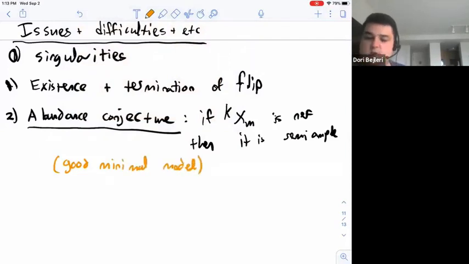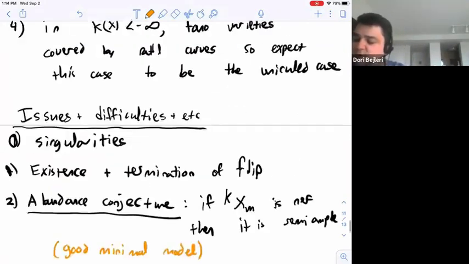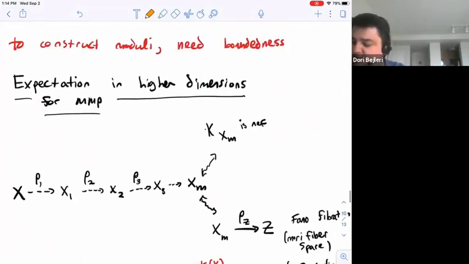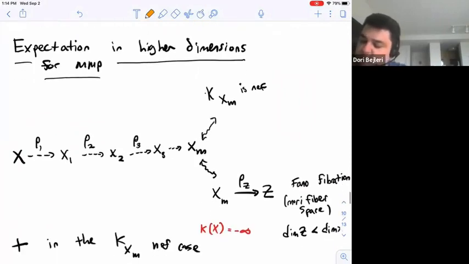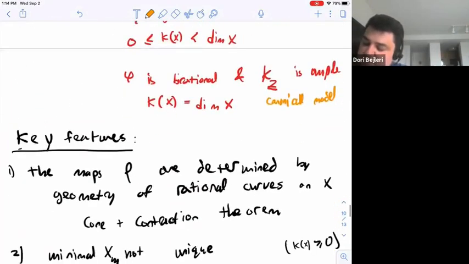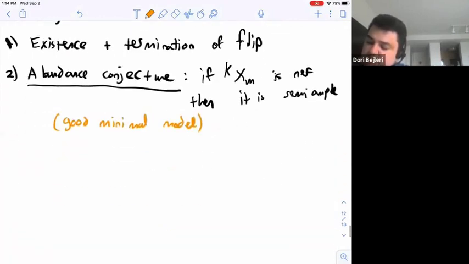So we actually know in many cases that are very useful for a lot of applications that good minimal models exist, even though we don't know the abundance conjecture in general, and we in fact don't know that you can get them from this general setup that I set up here. You have to do some very special birational contractions to end up with a good minimal model under some conditions.